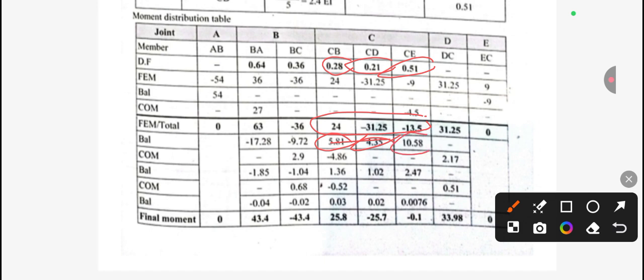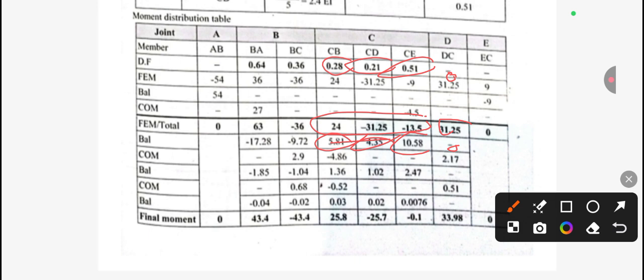Similarly for DC, as I said to you, this is the fixed support, so this is 0. So after multiplying this with the distribution factor, our value will be 0. So we don't need to do anything. Okay, only this thing.